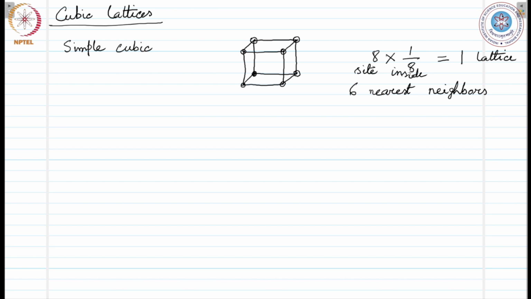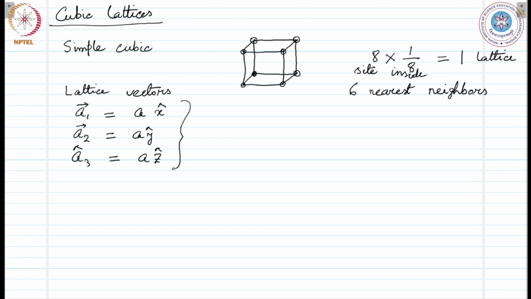And the set of lattice vectors for simple cubic is very simple. You can just write a1 equals a, that is the lattice constant, along the x cap direction, a2 equals a y cap, and a3 equals a z cap. It's so simple. These are the lattice vectors.